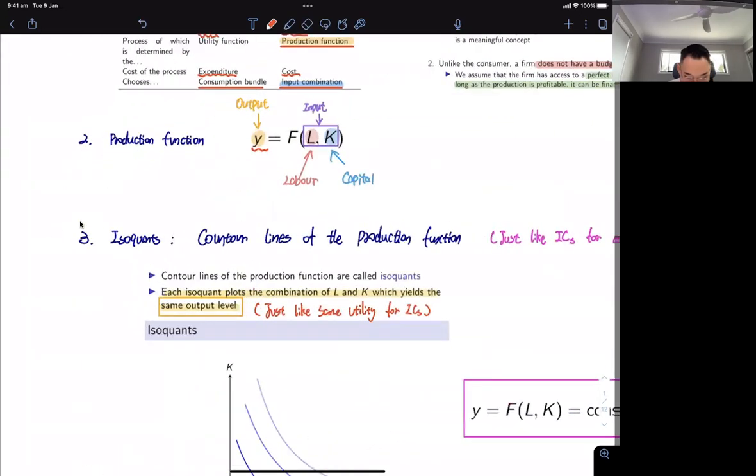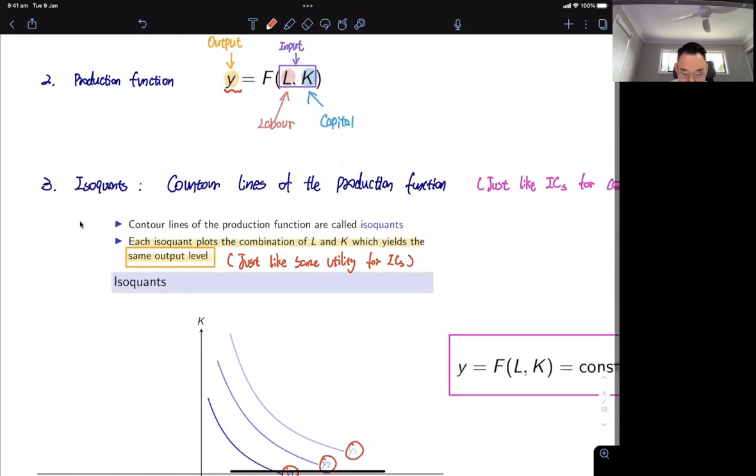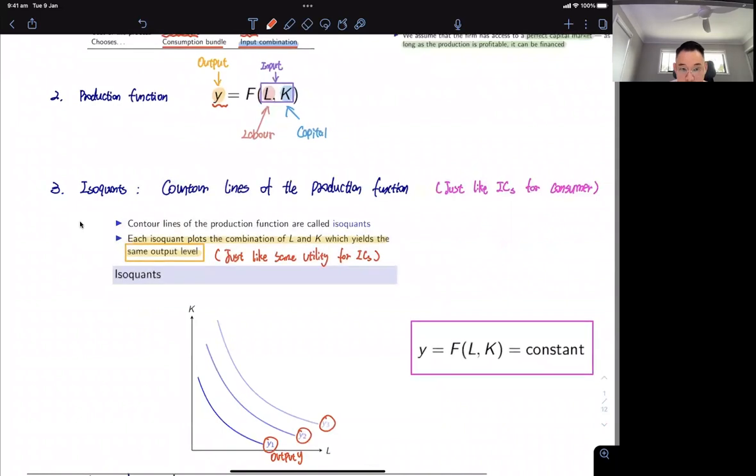We already know what a production function is. And number three, we need to talk about isoquants. What are isoquants? They're the contour lines of the production function, just like the indifference curve for consumption. So the contour lines of the production function are called isoquants. Each isoquant plots the combinations of L and K which yield the same output level. Remember, same output level instead of same utility level.